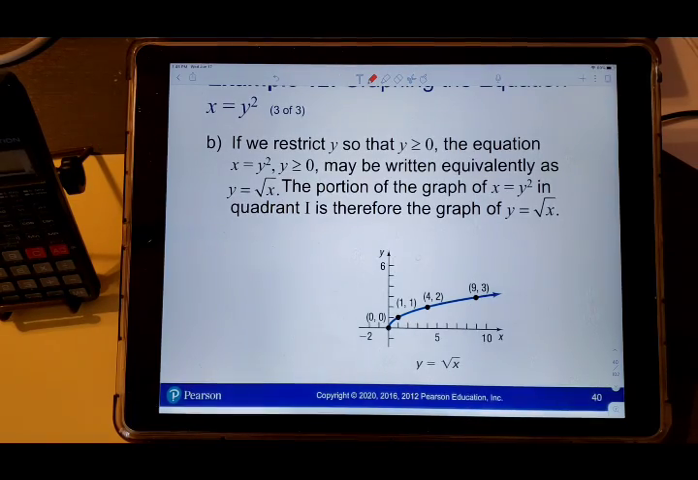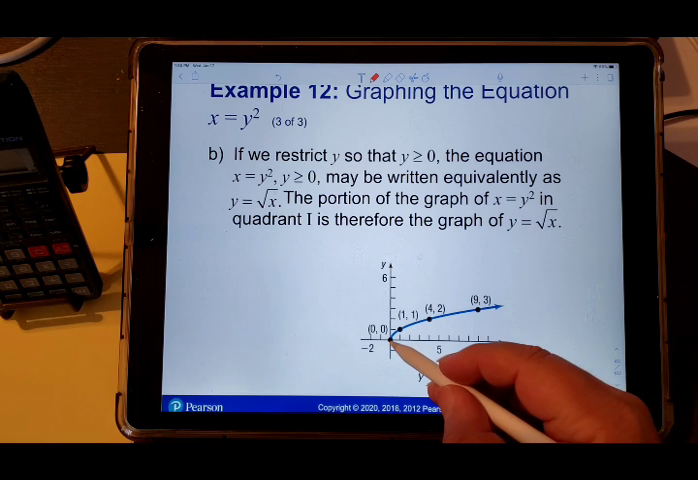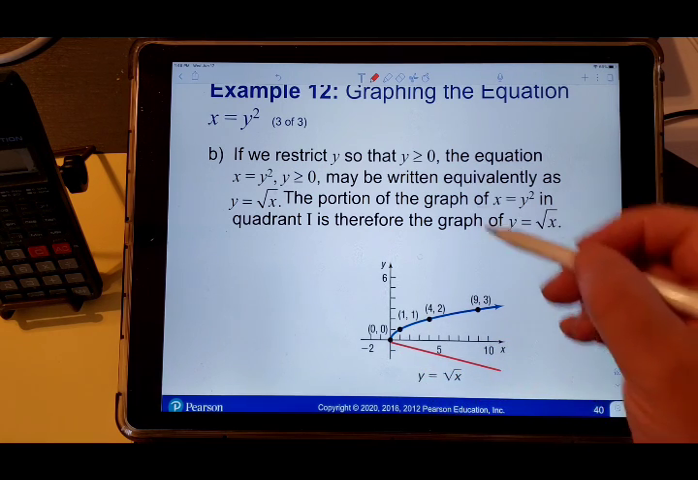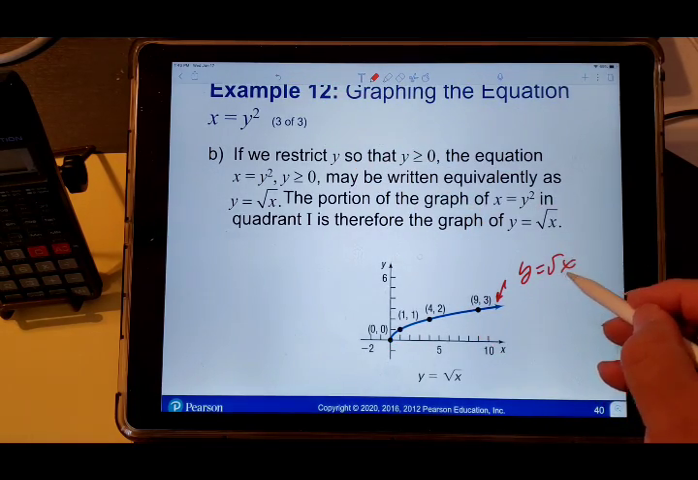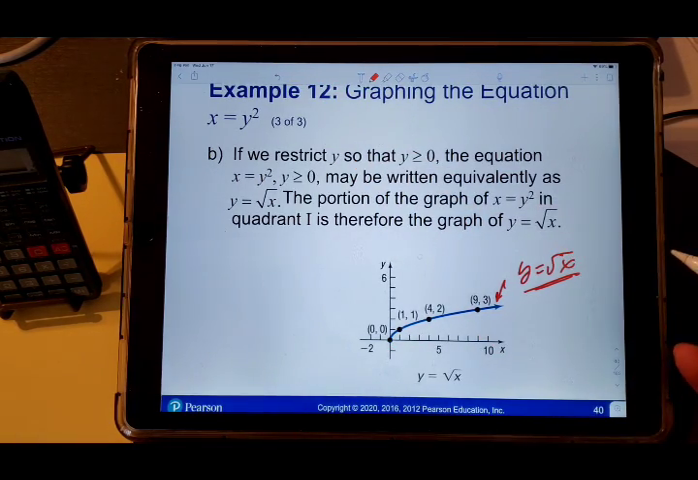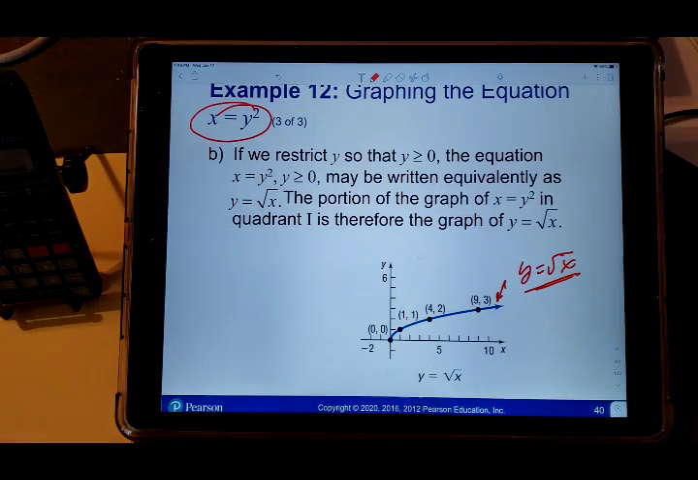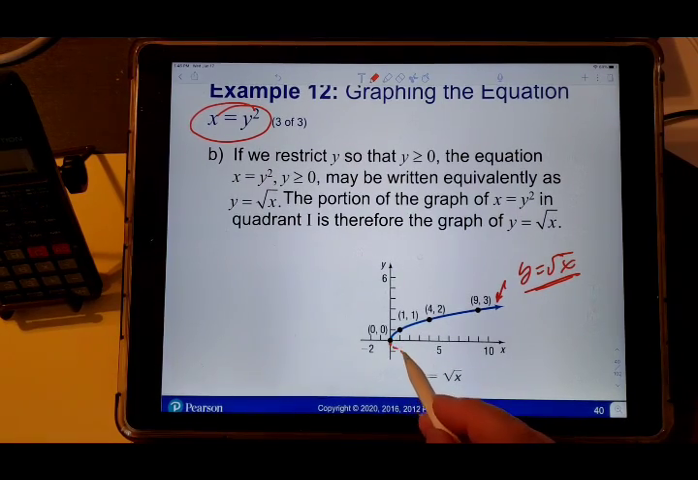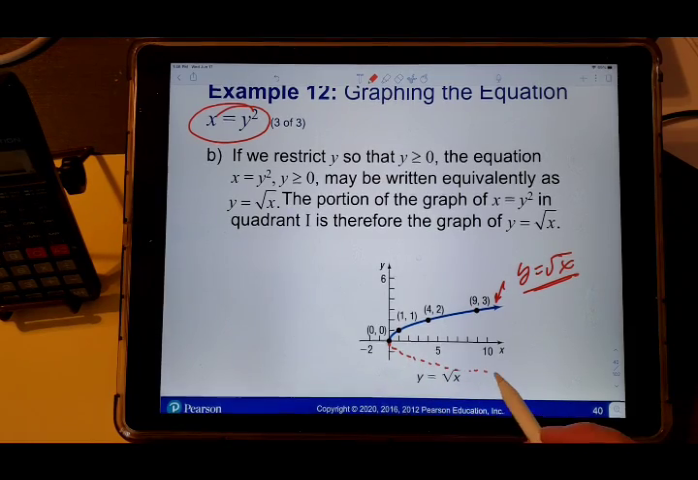And then the author just threw this in. It wasn't really a requirement, but they said, you know what? If you get rid of this part down here and just get rid of it, you've just created y equals the square root of x, which is a graph you should be familiar with. So y equals the square root of x and x equals y squared are very similar. It's just that x equals y squared keeps on going, and y equals the square root of x doesn't have this second part to it.